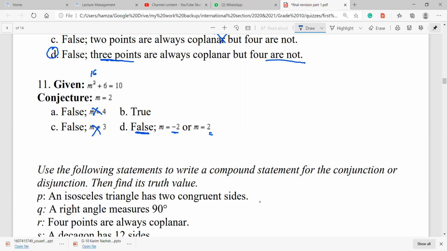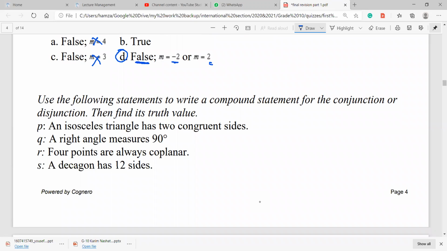So m is not equal to only 2. M should be equal to negative 2 or 2. Yeah, it has 2 values, not only 1 value. Okay, guys, so this statement is false.